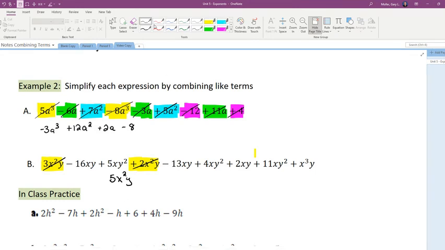All right, really doesn't matter which ones we do next. I'll focus on xy's. So I have negative 16xy's. And now I have minus 13 more. And then I have plus 2 of them. And that's it. So negative 16 minus 13 is going to be negative 29. Plus 2 should be minus 27 of them.